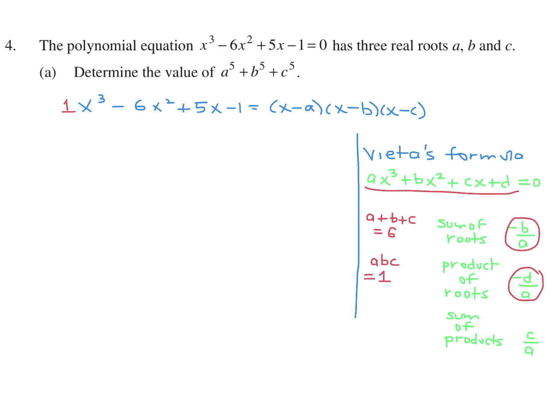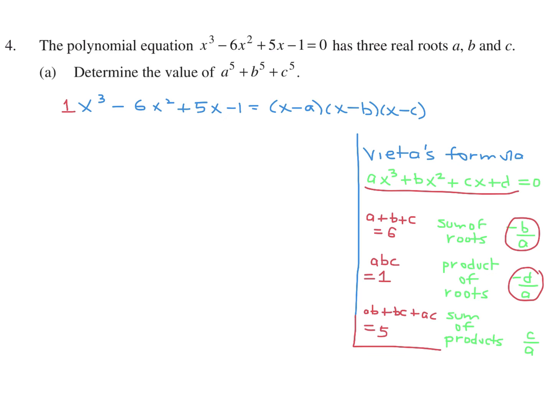Sum of products. First of all, what does that mean, sum of products? It means ab plus bc plus ac. And that's c over a. In our case, our c is 5, our a is 1. So c over a is just 5. So these three formulas are very crucial to this question.